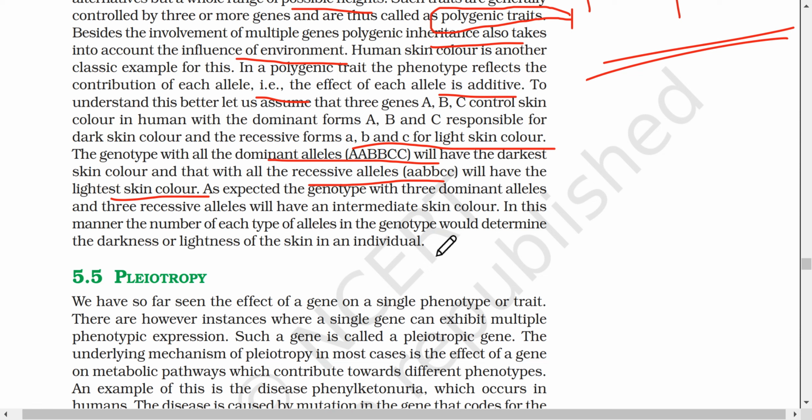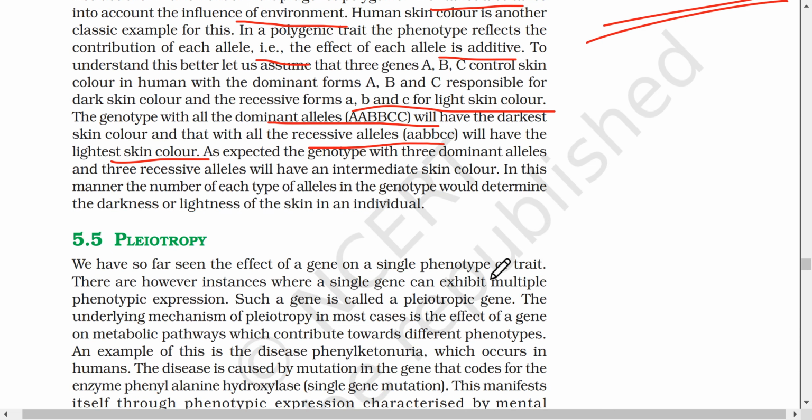As expected, the genotype with three dominant alleles and three recessive alleles will have an intermediate skin color. In this manner, the number of each type of alleles in the genotype would determine the darkness or lightness of the skin in an individual. यानी कितने dark है, कितने light है, this will depict actually the skin color. Again, you can see a large variation over skin color.